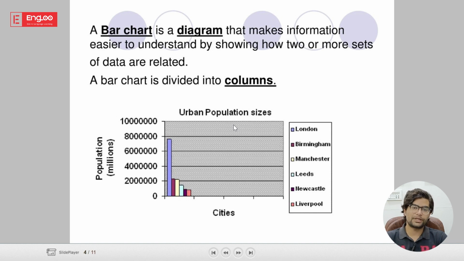Every chart has two axes, the x-axis and the y-axis. On one side there are cities given. The different colors show different cities, including London and the rest of them. And on the other side we have population. This kind of chart, where you have bars, is known as a bar chart.